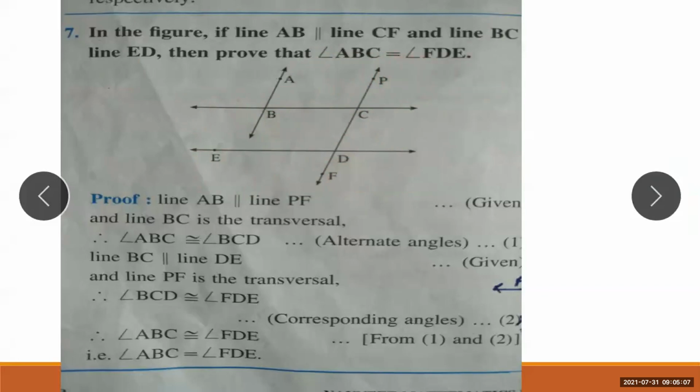Where is angle ABC? Okay, I will mark it with pen. Angle ABC, this angle, we have to show it equal with FDE. Now here is FDE, this one. Right? Now see the solution.